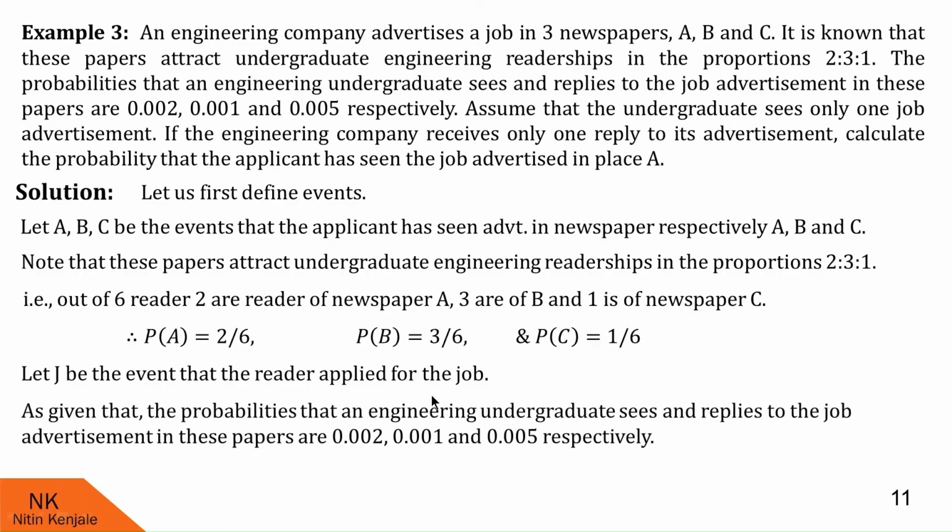It is given that the probabilities that an engineering undergraduate sees and replies to the job advertisement in these papers is respectively 0.002, 0.001 and 0.005. Then probability of J by A, that is reader has applied for the job, given that he has seen the advertisement in newspaper A, is 0.002. Probability of J by B, that is reader has applied for the job, given that he has seen the advertisement in newspaper B, is 0.001 and similarly probability of J by C is 0.005. Let us carry forward all these probabilities.